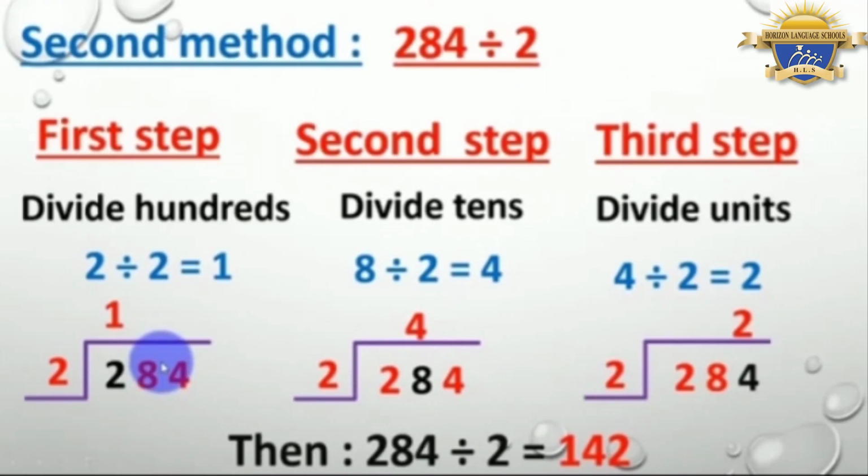So look at these steps. We first divide the hundreds, starting from the left, and then divide the tens, which is 8, and finally divide the units, and we get the quotient.